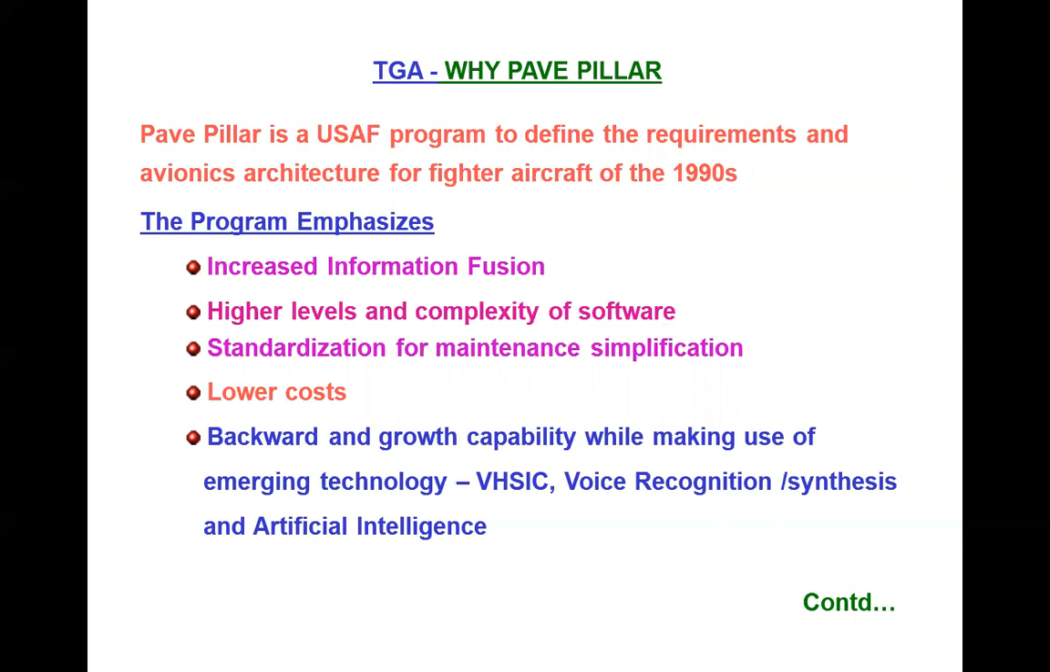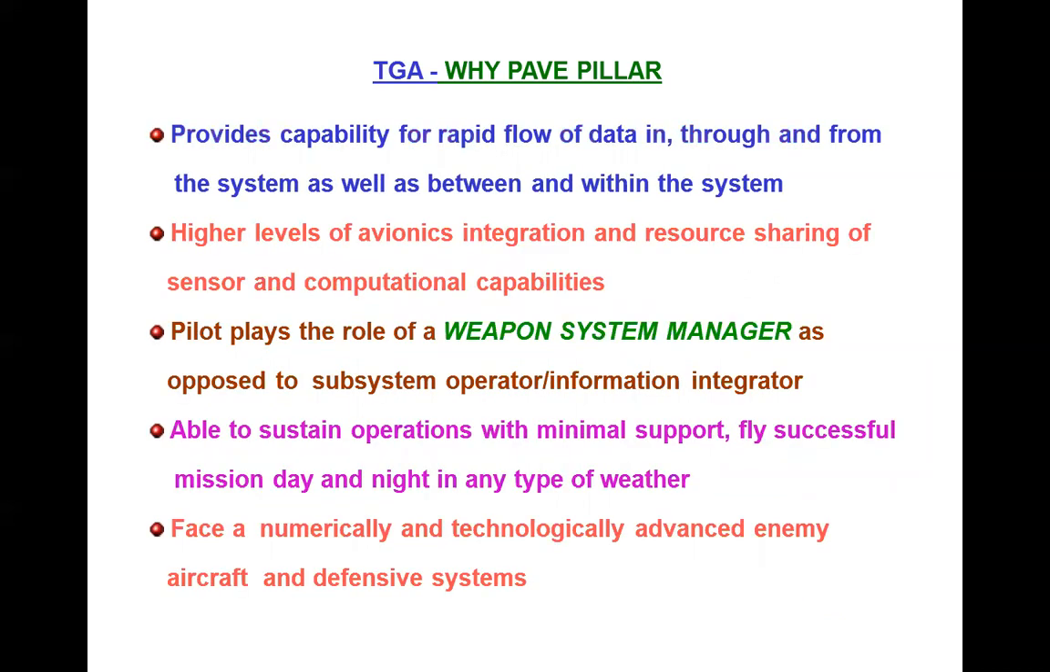The program emphasizes, under the Pave Pillar, increased information fusion, higher level and complexity of software, standardization of maintenance, simplification, lower cost, backward and growth capability while making use of emerging technology, VHSIC, voice recognition and synthesis, and artificial intelligence. TGA, that is third generation architecture, will provide capability for rapid flow of data in, through and from the system as well as between and within the system.